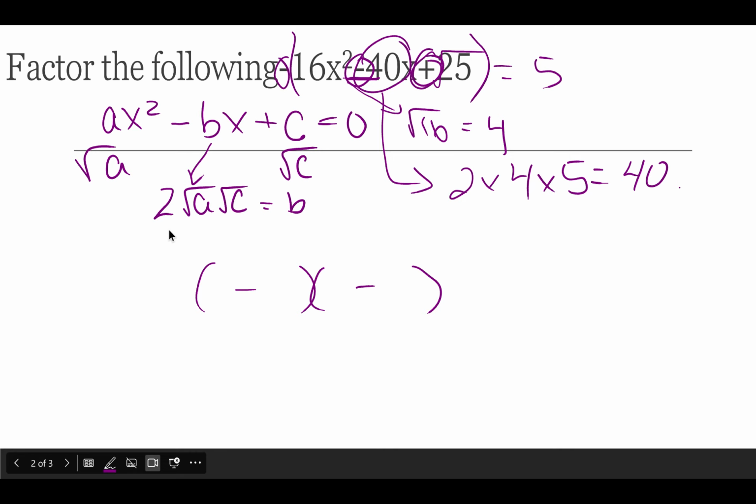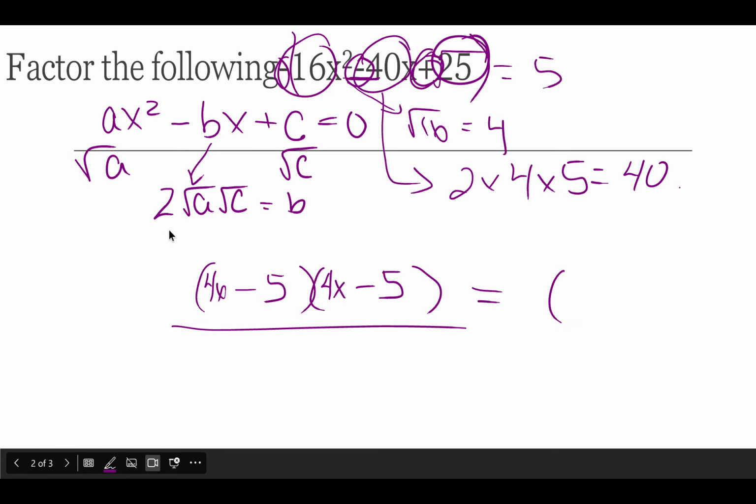And then in terms of filling it in, you take the square root of your first term, which would be 4x, and that will be going in as the first term of your binomial. And then you take the square root of your last term, which would be 5. And now we're done. So this is your answer. You can double check that by expanding it out, and you'll see that that's our answer. You could also simplify this one more step by just taking one binomial and saying it's to the power of 2, meaning we have 2 of them.